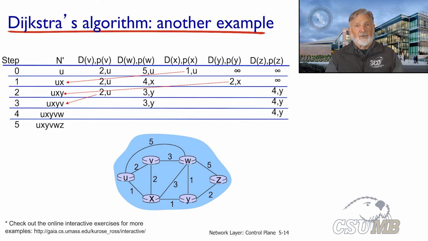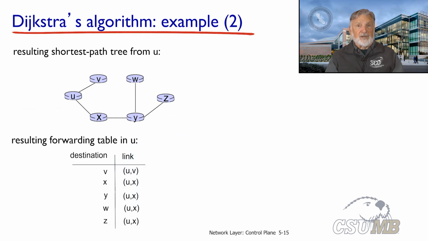Repeat the process for nodes W and Z. In this case, calculating the minimum cost through these remaining nodes does not change the forwarding table. The resulting graph and forwarding table are shown on this slide.